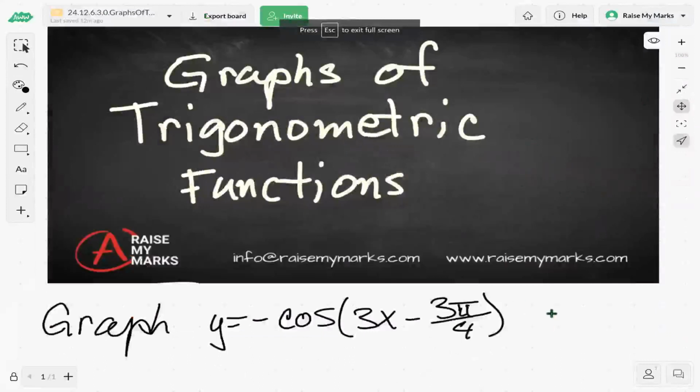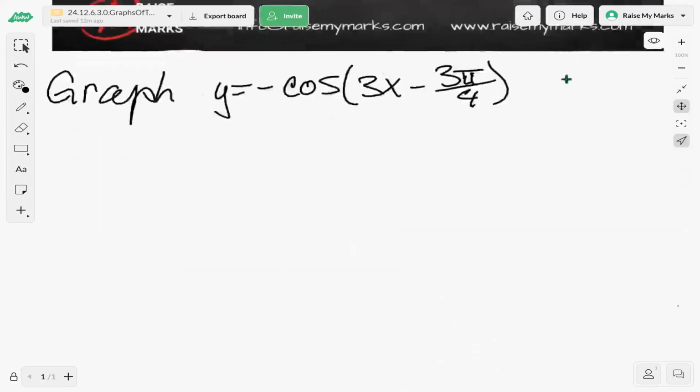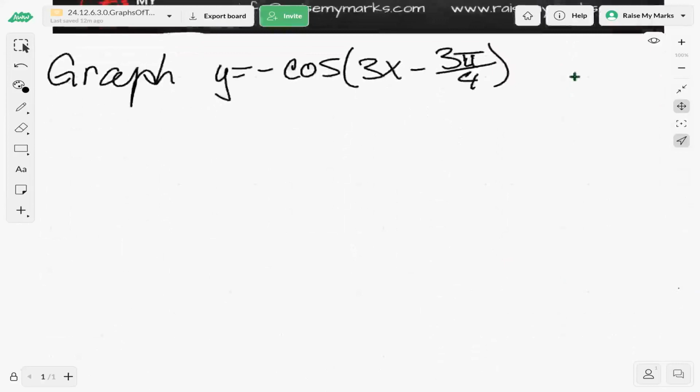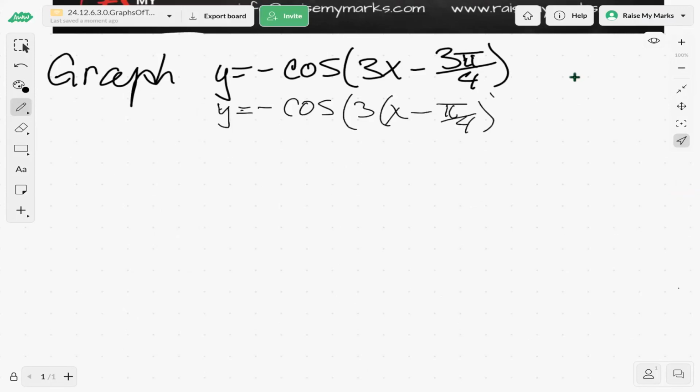So in this video, we're going to look at graphs of trigonometric functions again. All right, so let's look at what we're given today. We're asked to graph this function y equals negative cosine of 3x minus 3 pi over 4. Okay, so let's see what we can do. The first thing we can do is factor out this 3 in the bracket. When we do that, we get negative cosine of, in brackets, 3 times, in brackets, x minus pi over 4.